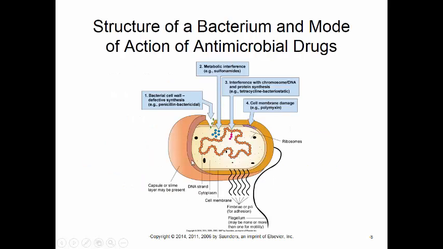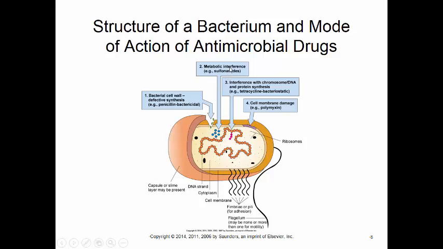So we can see here how the antimicrobial drugs work on the different sites of a bacteria. We can see one of the major ways is by disrupting the cell wall and causing defective synthesis of the cell wall. This is what penicillin does. It's a bactericidal, and it will interfere with the cell wall.